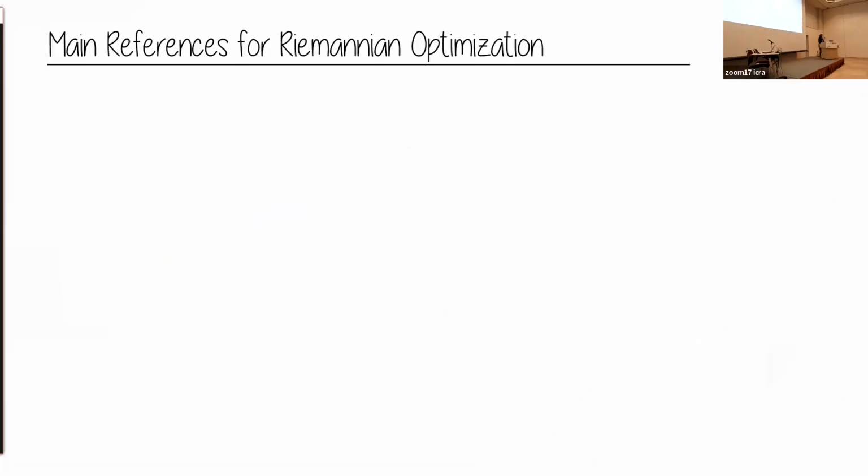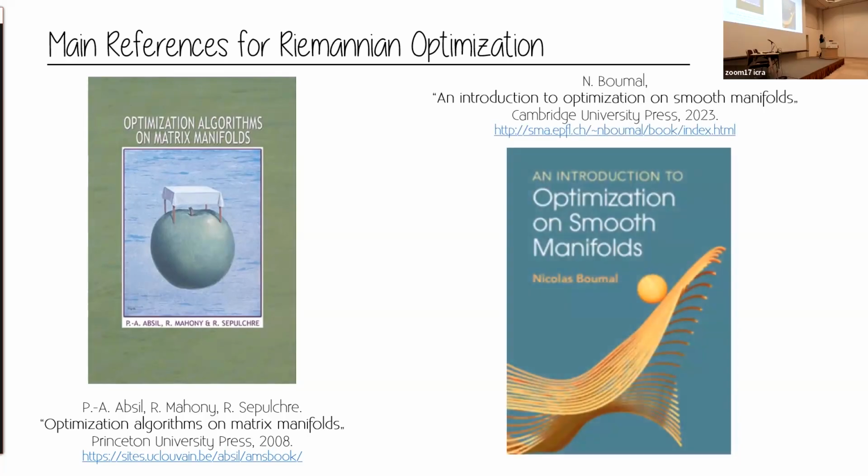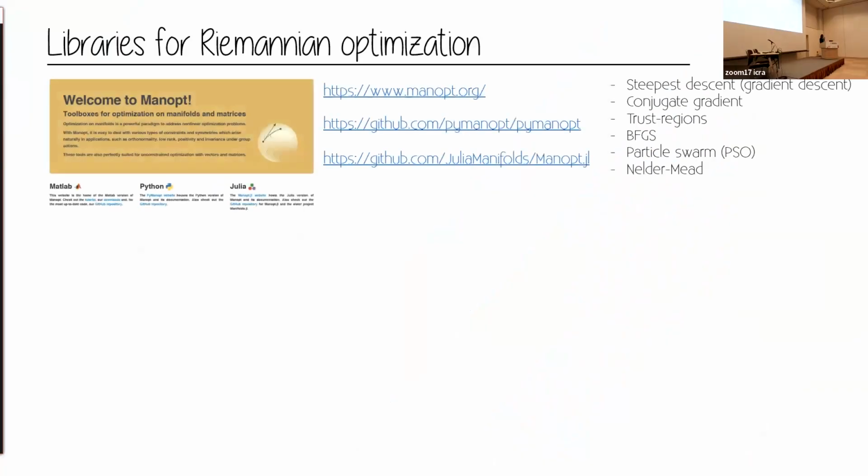So the main references for Riemannian optimization are the same as what I gave at the end of the first talk, but for those who were not there, there is the book by Pierre-Antoine Absil and his colleagues, and there is the new book by Nicolas Boumal, and both are actually very, very nice if you're interested in optimization algorithms on manifolds. In terms of libraries, some of them I showed you also before. There is again Manopt with MATLAB, Python, and Julia backends.